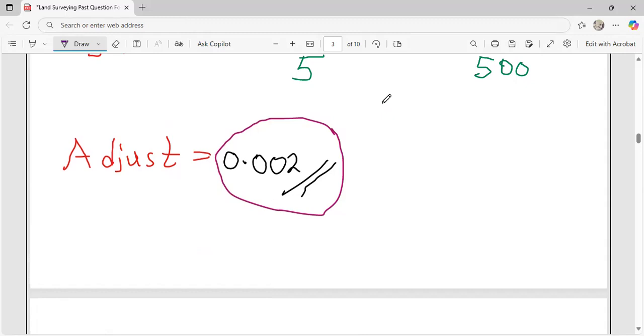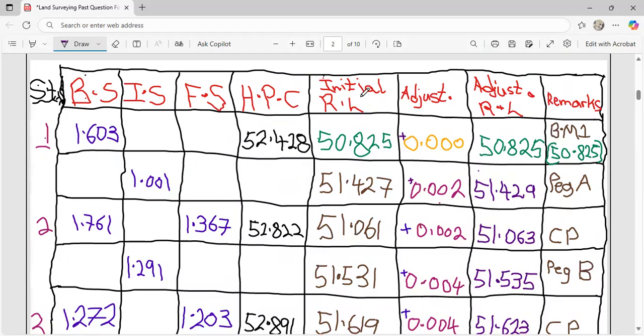I would like to close the class so that in our next lectures, we can look at how we can calculate for our scale and also calculate for our angular disclosure. Thank you very much.